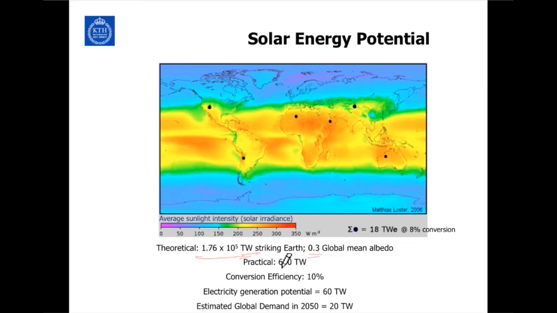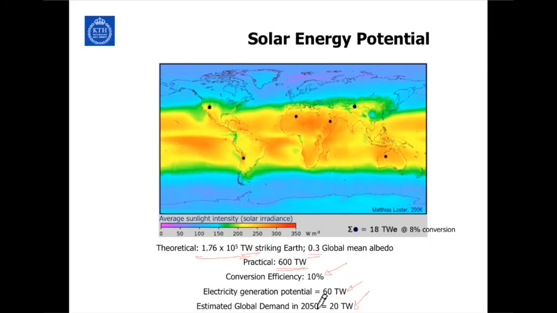So practically, what you can collect is about 600 terawatts on the entire globe. And if you assume that we have 10% efficient photovoltaic panels covering all over the earth, then we can collect about 60 terawatts of power. And this is only on the land surface, not on the oceans.